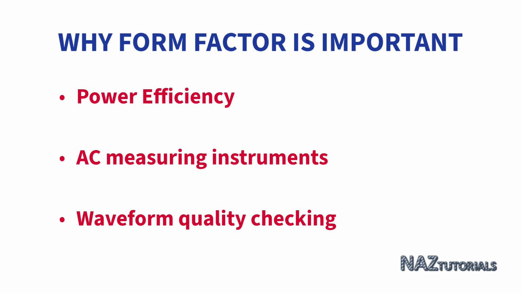Form factor is used to check the quality of the waveform. As we know, every waveform has a distinct form factor. For a sinusoidal wave, it is 1.11. So engineers use the form factor to analyze whether the waveform is sinusoidal, square or triangle.